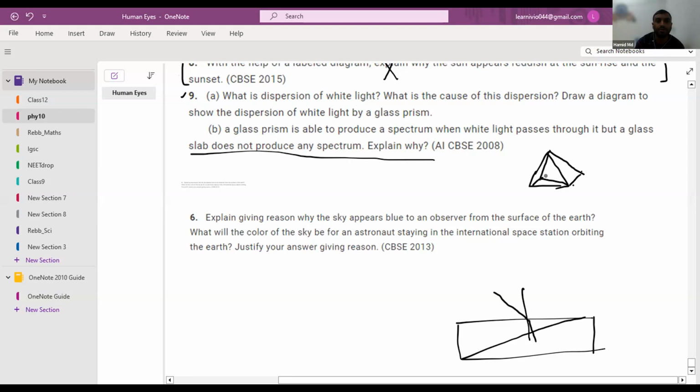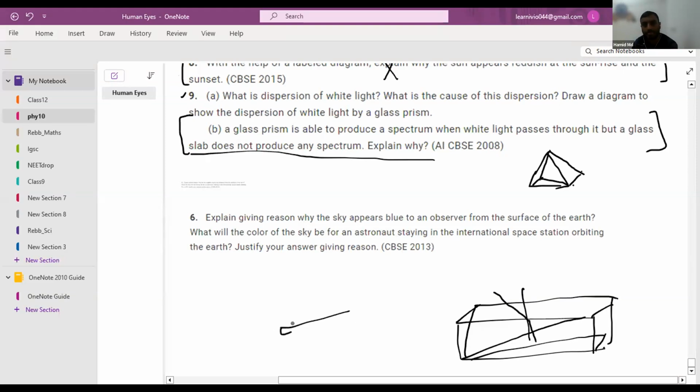But I think you guys have to do it as homework. I'm not satisfied because a prism and a glass slab are totally different. You can't compare. So I request you to do homework on this question, right? If a glass slab is like this, you can't make it like this, even a very thin glass slab. So I think you have to do research on it.